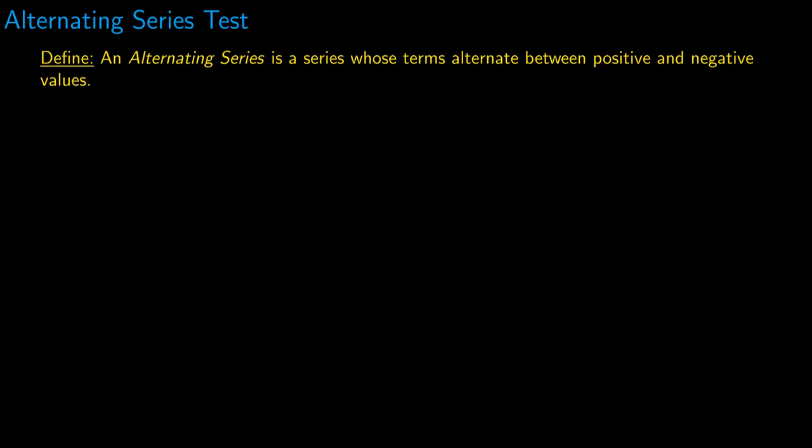So an alternating series is a series whose terms alternate between positive and negative values. For example, we might have the series sum from n equals 1 to infinity of negative 1 to the n. And if we expand out the terms, we would just have negative 1 plus 1 minus 1 plus 1 minus 1, and it would keep going. So this would be an alternating series because the terms just alternate between negative 1 and positive 1 with each term.